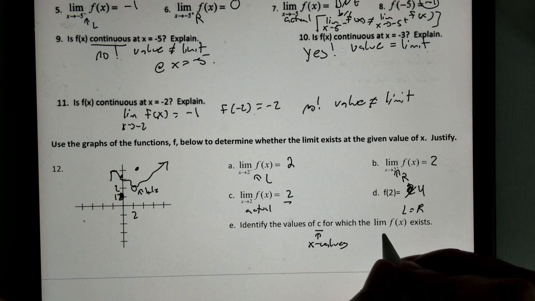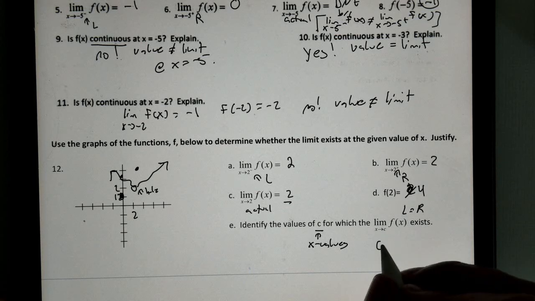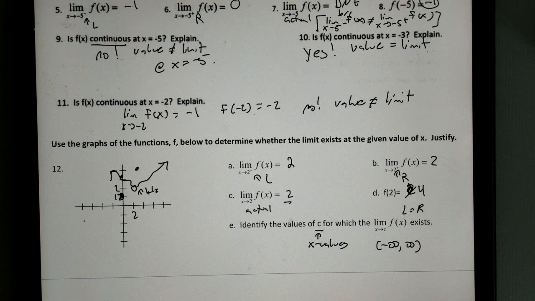So we would say the x values are going to go from negative infinity to positive infinity. And that's it. All right.